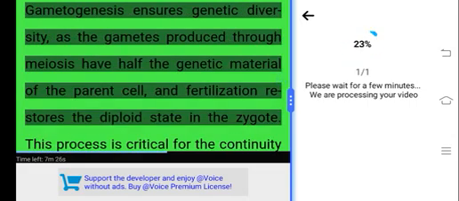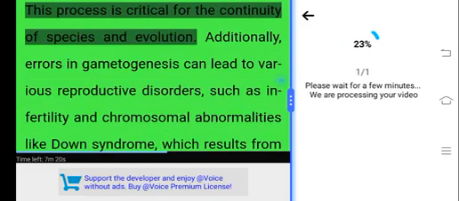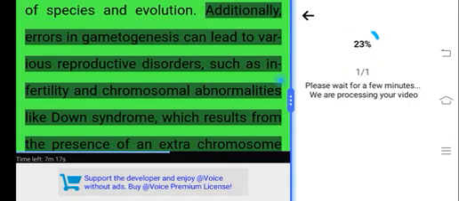Importance of gametogenesis in reproduction. Gametogenesis ensures genetic diversity, as the gametes produced through meiosis have half the genetic material of the parent cell, and fertilization restores the diploid state in the zygote. This process is critical for the continuity of species and evolution. Additionally, errors in gametogenesis can lead to various reproductive disorders, such as infertility and chromosomal abnormalities like Down syndrome, which results from the presence of an extra chromosome 21 due to non-disjunction during meiosis.